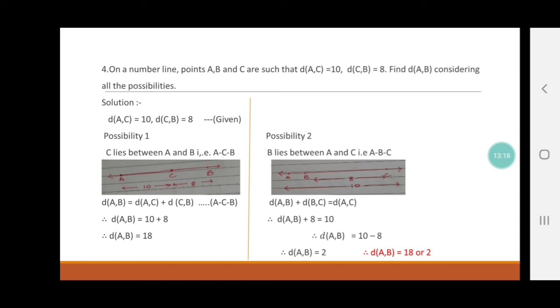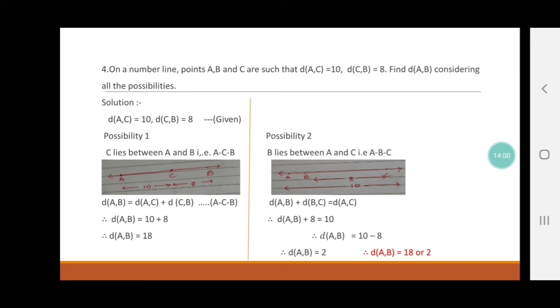Now the second possibility in which B lies between A and C. As B lies between A and C, distance between AB plus distance between BC will be equal to distance between AC. So distance between AB plus 8 is equal to 10. So distance between AB will be equal to 10 minus 8, that is equal to 2. So there are two possibilities. In one case, when we add, we get 18. When we subtract, we get 2. So the answer for the distance between AB is 18 or 2.